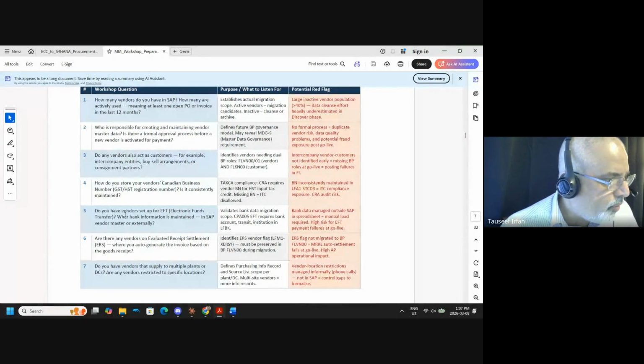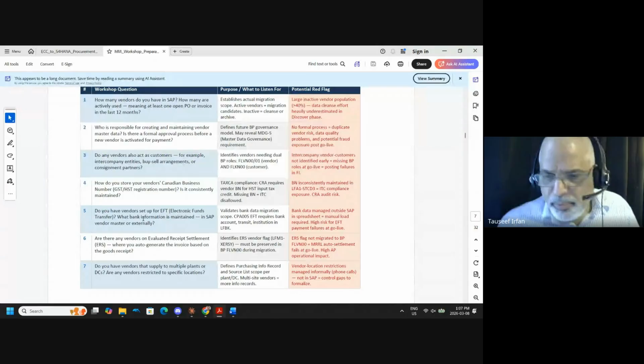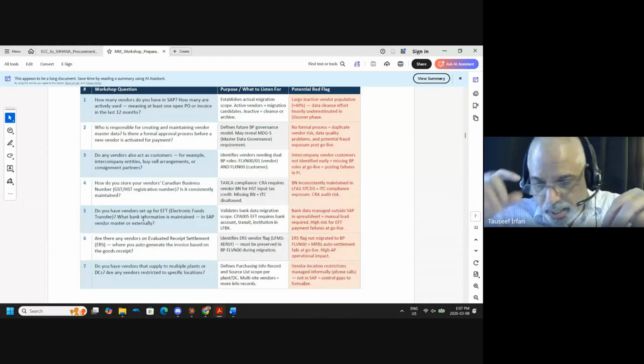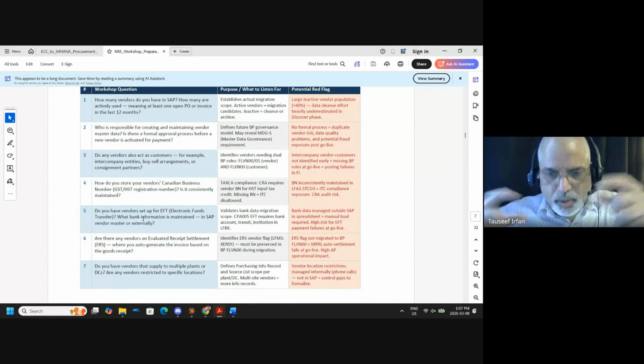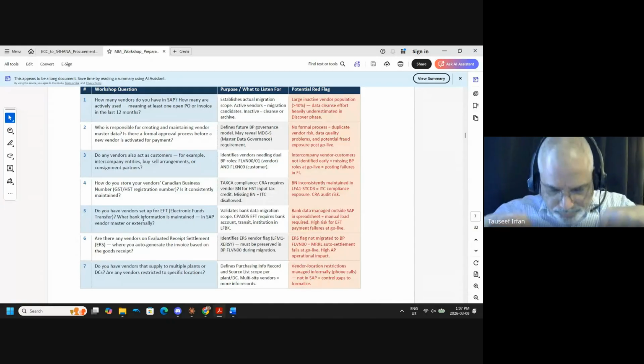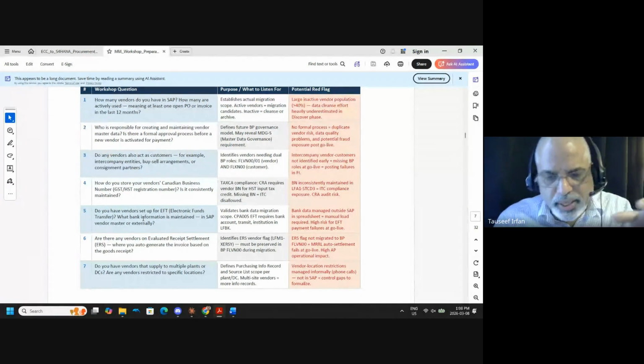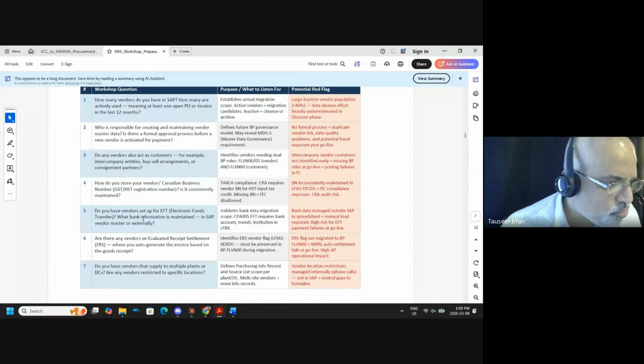Do you have vendor setup for EFT, electronic fund transfer? This is also something the FICO guys will take care of, because this is a workshop attended by both MM and FICO. Remember that. There are no separate workshops. One workshop for the business partner, and both FICO and MM are joining that. So you are asking your question, they are asking their questions. But you need to know what you have to drive.